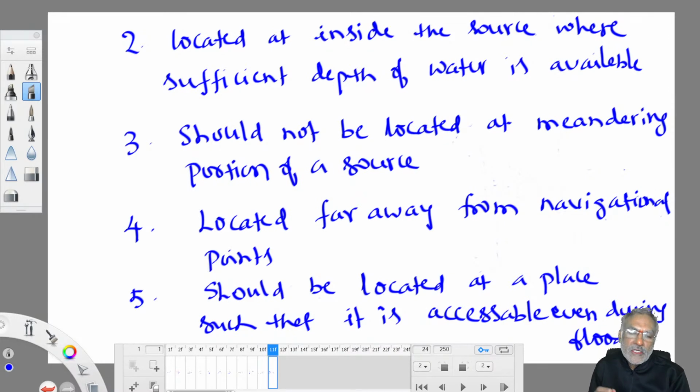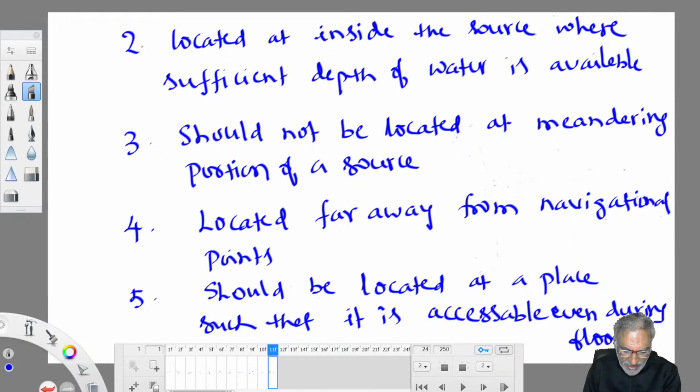In addition to that, there should be enough space available for future expansion, right? It should be as close to the city as possible, it should not be far away from the city, so that the cost of conveyance will be less. So all these points are taken into account, but these are important points, okay?